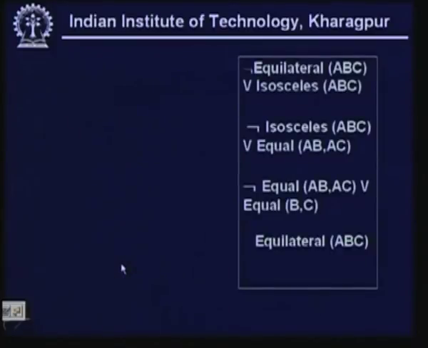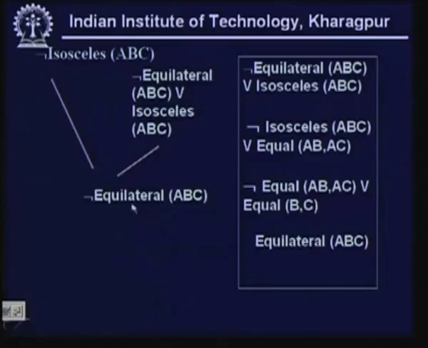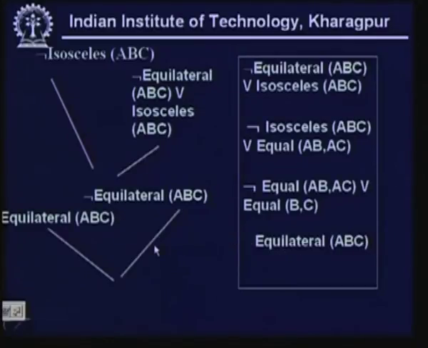All right. Now, again the next step, I start with this not isosceles ABC, and I will try to resolve. So, which clause has got isosceles ABC? This clause has got that. So, I select this clause. I resolve between this resolvent and this. What shall I get? I will get not equilateral ABC. Now, I get not equilateral ABC and try to resolve further. Here there is an equilateral ABC. So, what will happen if I resolve between these two? One is stating it is equilateral ABC, another is saying not equilateral ABC. So, when I resolve them, I will get a null clause.